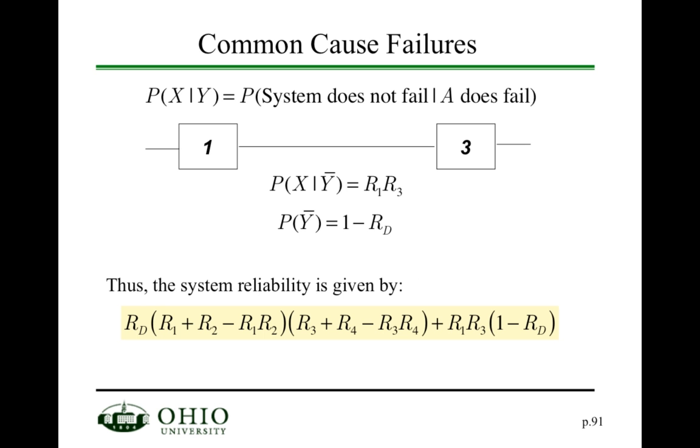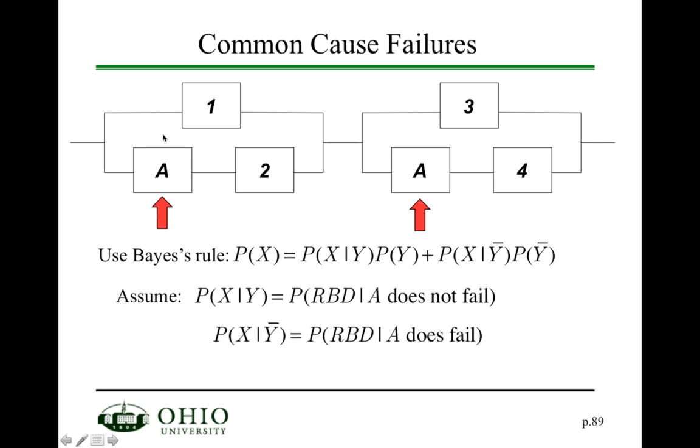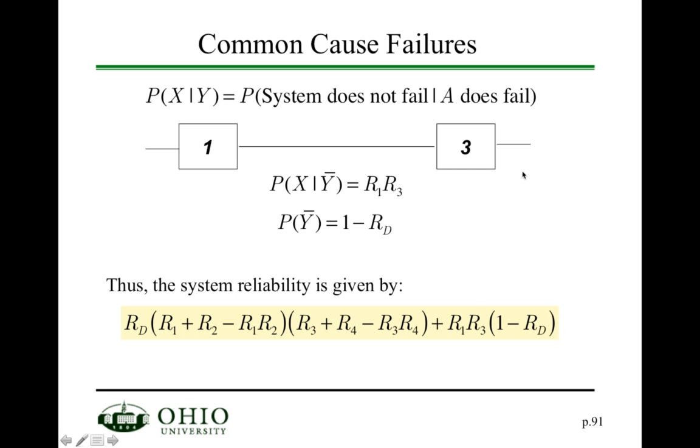Now, if you want the probability that the system does not fail while A does fail, you need to say A fails. So you're cutting the bottom wire. That means that 2 is of no consequence. You're also cutting the bottom wire of this portion. That means 4 is of no consequence. So the system simply becomes 1 in series to 3. That means the probability that the system does not fail, given A fails, is the product of the reliabilities of 1 and 3.